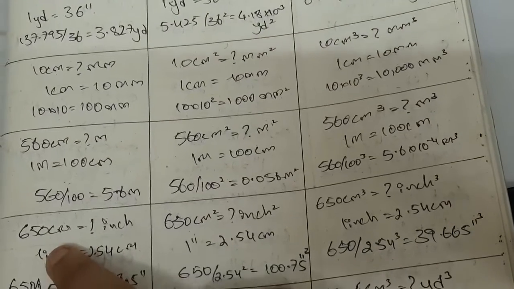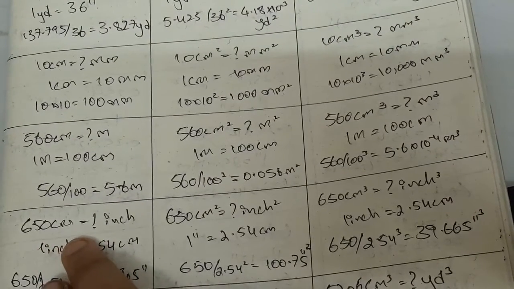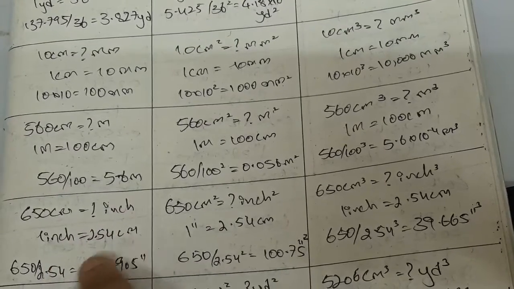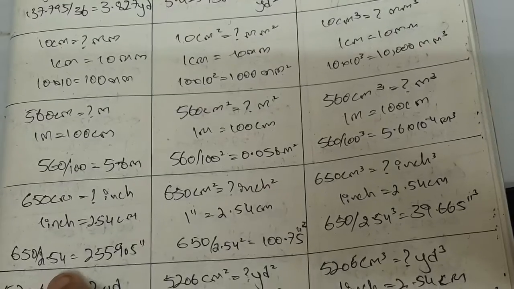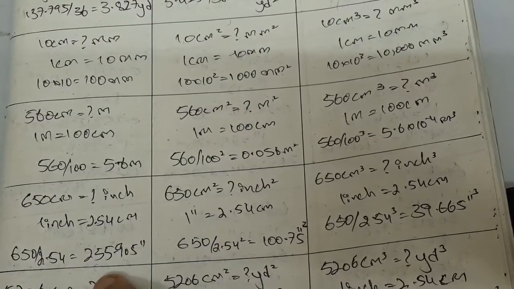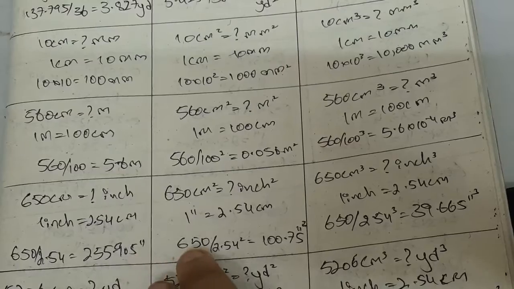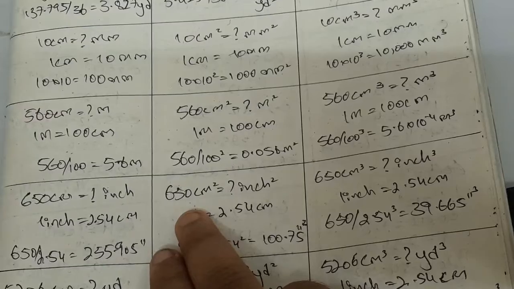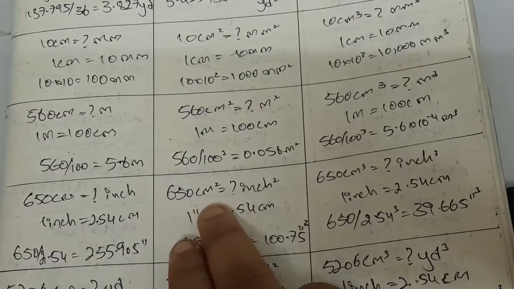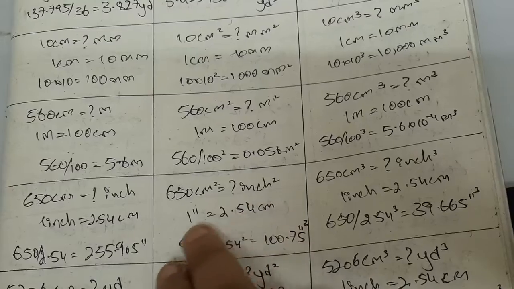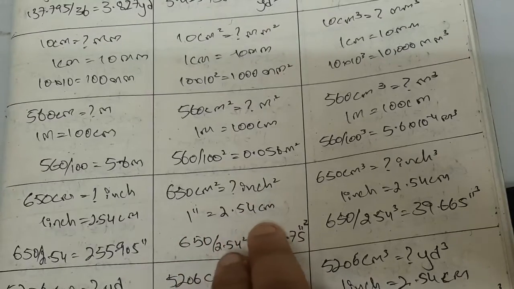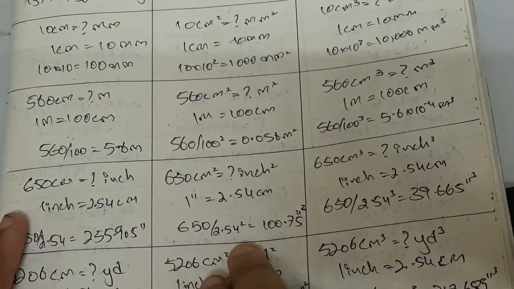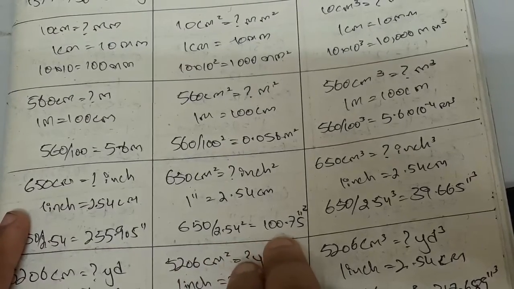Coming to our next problem, we have 650 centimeter is equal to how many inches? Now since 1 inch is equal to 2.54 centimeter, 650 divided by 2.54 gives us 255.905 inches. Coming to our next dimension, that is the second dimension, we have 650 centimeter square is equal to how many inch square? Now since 1 inch is equal to 2.54 centimeter, we have 650 divided by 2.54 square, which gives us 100.75 inch square.